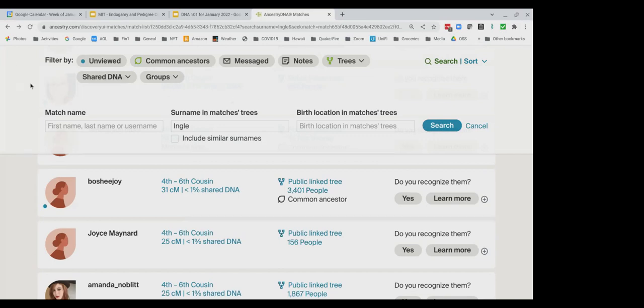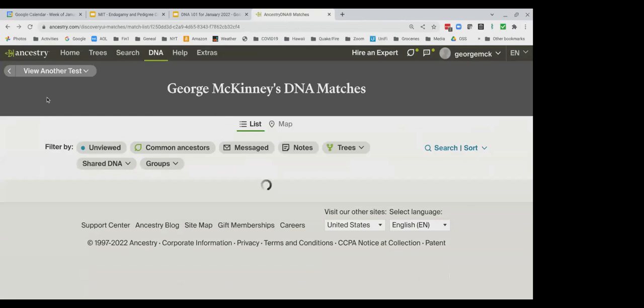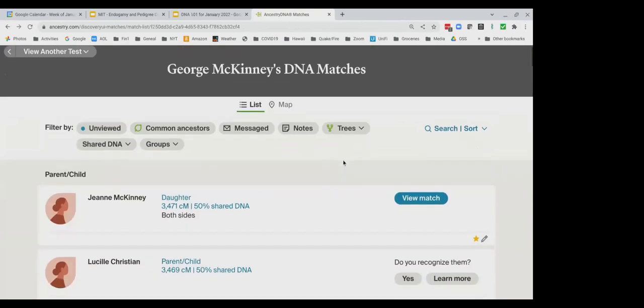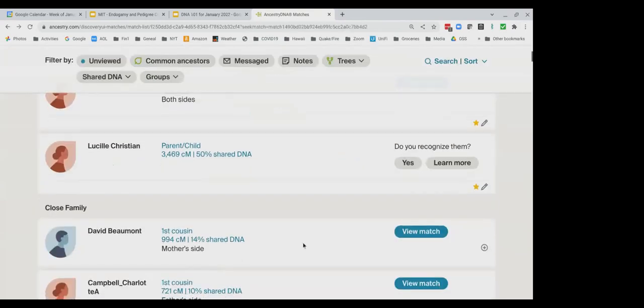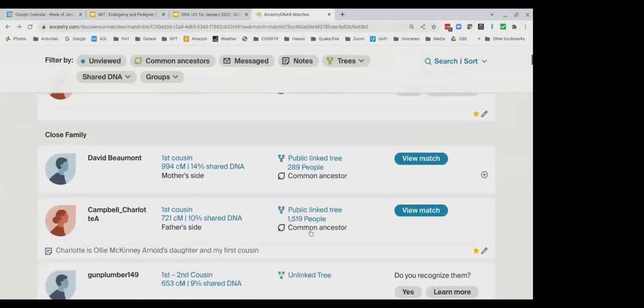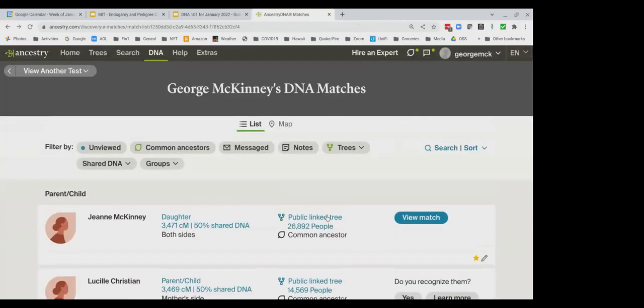I'm going to go back to common ancestors here. And this is my DNA matches. I just want to illustrate something in a moment. So here's David. Note he's a 994. N.L. Ross, who we saw a few minutes ago, was a 281. So let's remember those numbers.